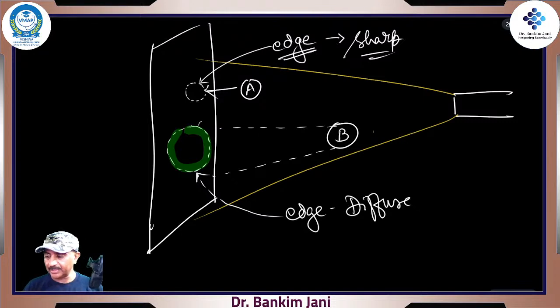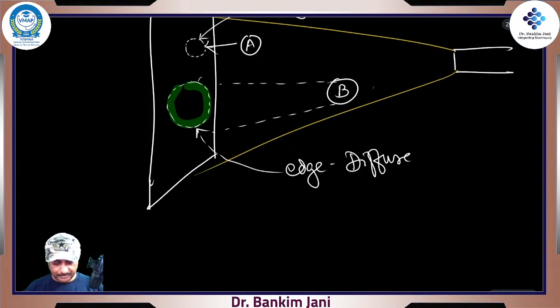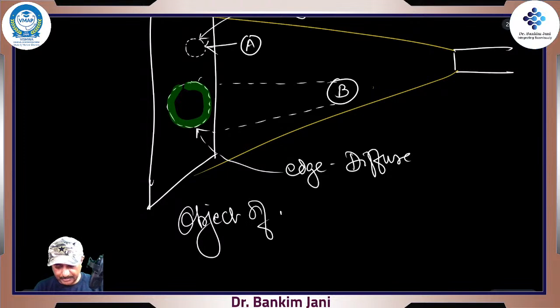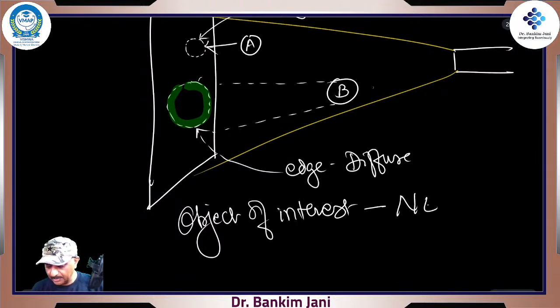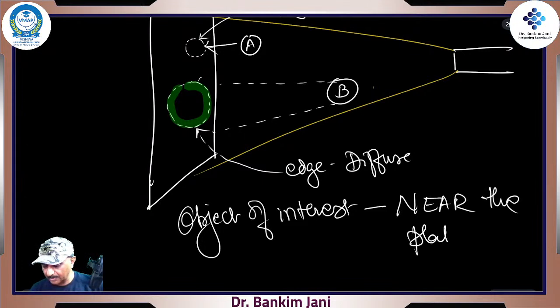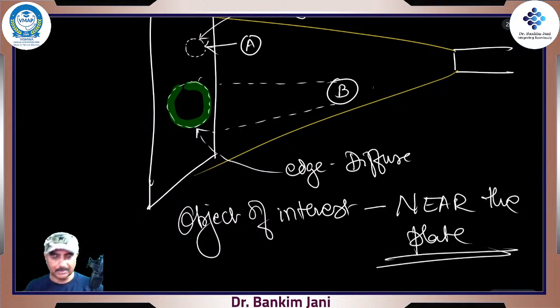We want to see sharp images. So that's why the object of interest should be near the plate. But to remember this, the object of interest should be near the plate.